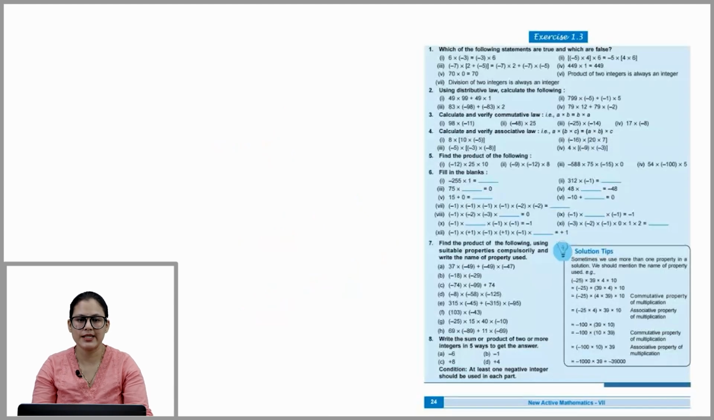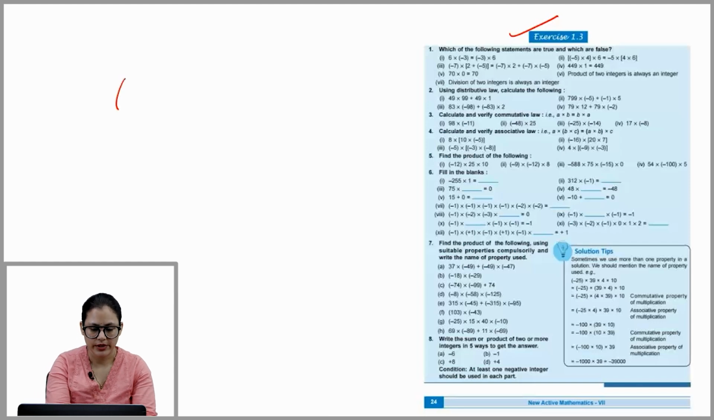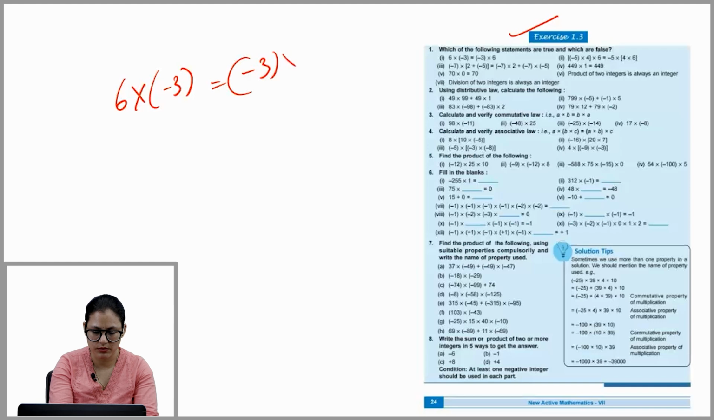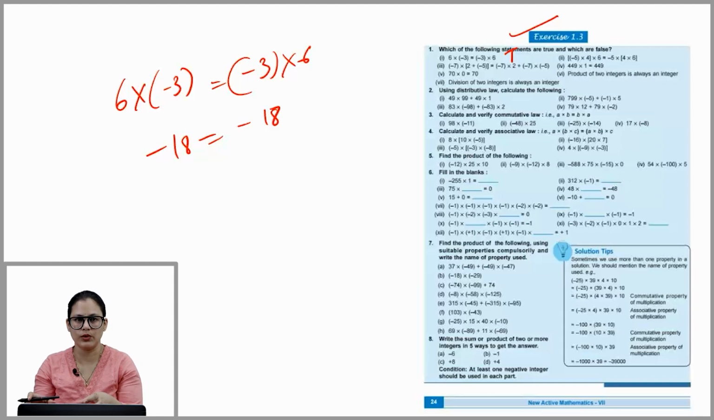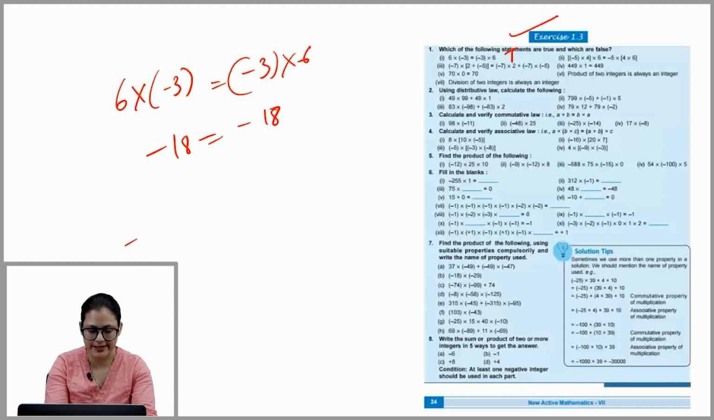Let's do exercise 1.3. Which of the following statements are true and which are false? Calculate 6 into -3 is equal to -3 into 6. -18 is equal to -18, so the answer is true. If you don't get both sides equal, that is LHS is not equal to RHS, then what will you write? False.